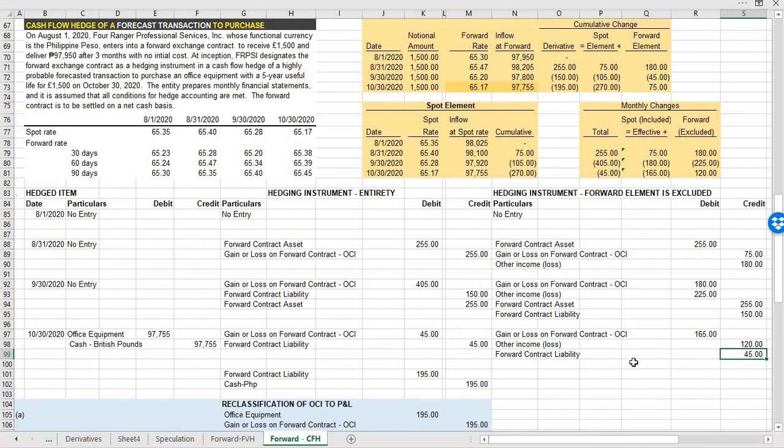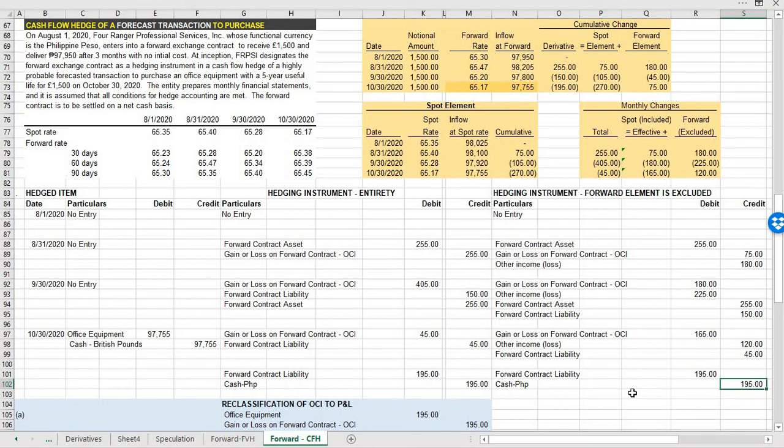At katulad nga ng discussion natin kanina dito sa hedging instrument na dinesignate natin in full, tayo ay magsesettle. At panong settlement, tayo ay magbabayad ng 195 pesos. So, ganun din dito. So, para isettle, debit tayo ng forward contract liability, 195 pesos, and credit cash, which is in Philippine peso, for also 195 pesos. So, ngayon, naisara na ang ating forward contract liability na account after the settlement.